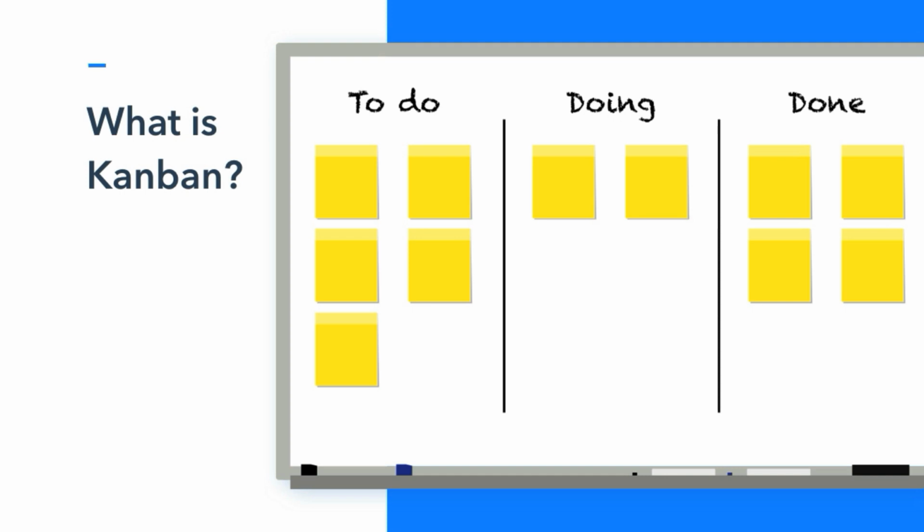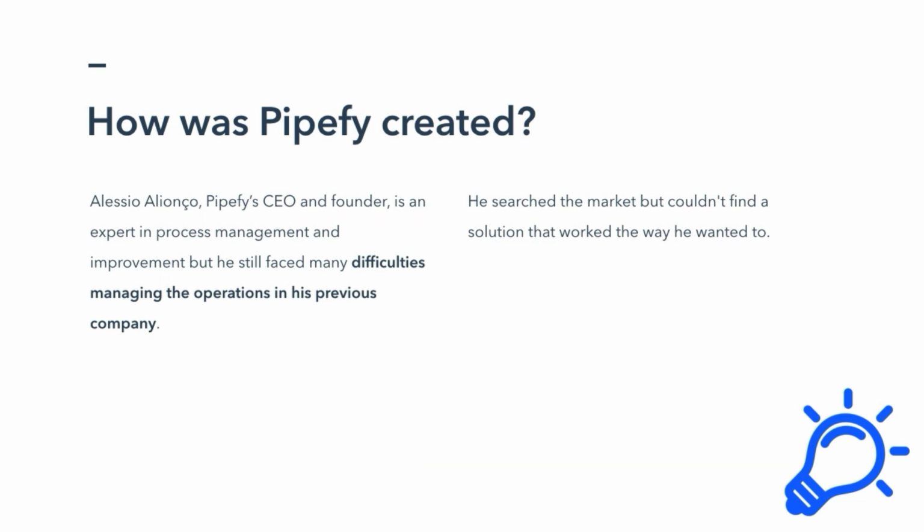Every user can easily identify what each person in the team is doing, what needs to be done next, etc. Pipefy's CEO and founder, Alessio Leonso, is an expert in process management and improvement. He is a Six Sigma black belt. Even with all his knowledge and experience, he was facing many difficulties managing the process in his previous company.